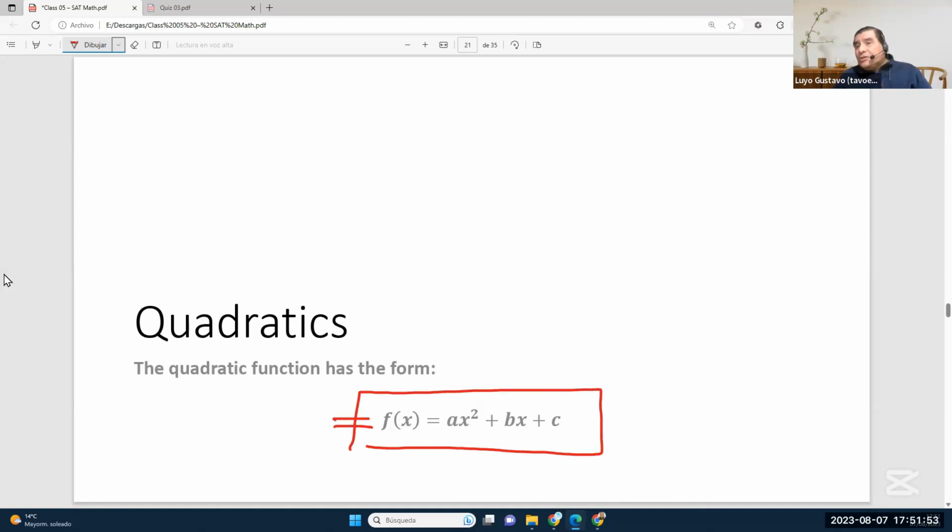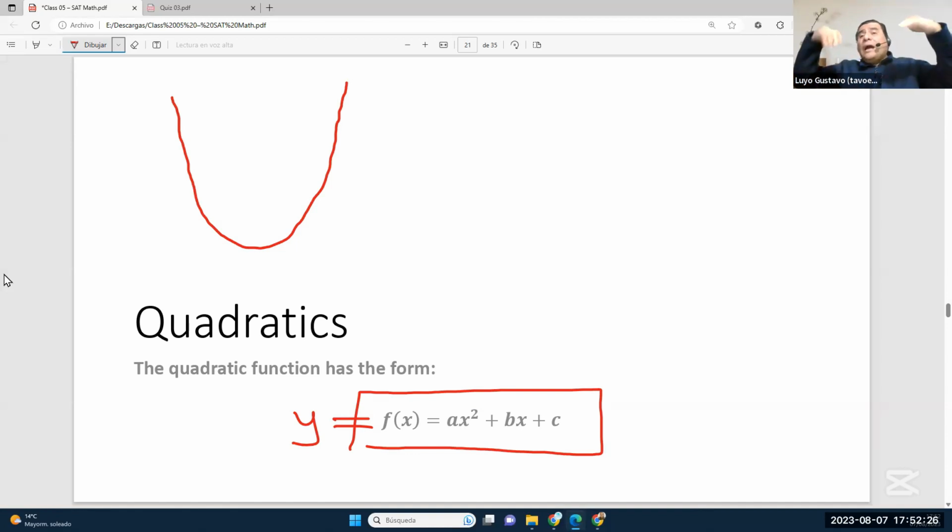Remember that this can also be y, okay? It's the same. What is a quadratic function in the xy plane, actually? Well, this form of the function is always a parabola. A parabola is this curve with a U shape, right? Something like this, with the 2 arms of the curve opening either up to the infinite or down to the infinite.